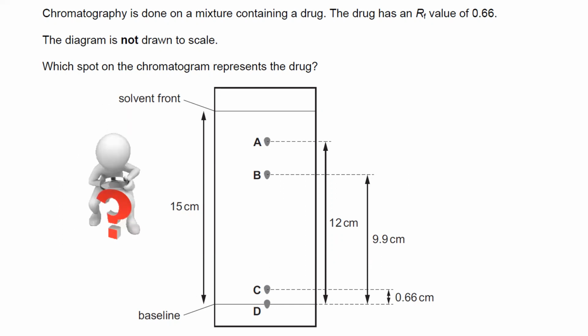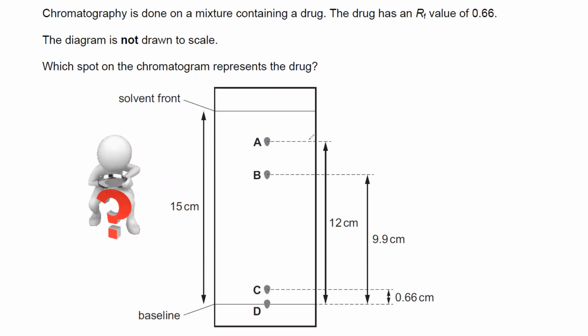RF value. This is the baseline or origin, you can see. So from origin, we calculate a distance. For example, if you calculate for A, yeah, that's right, B is the right answer, that's true. But how do we calculate this?